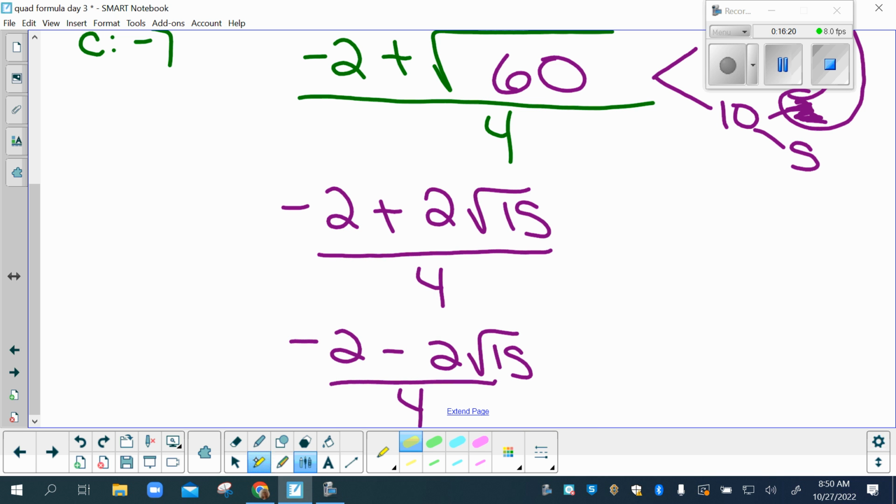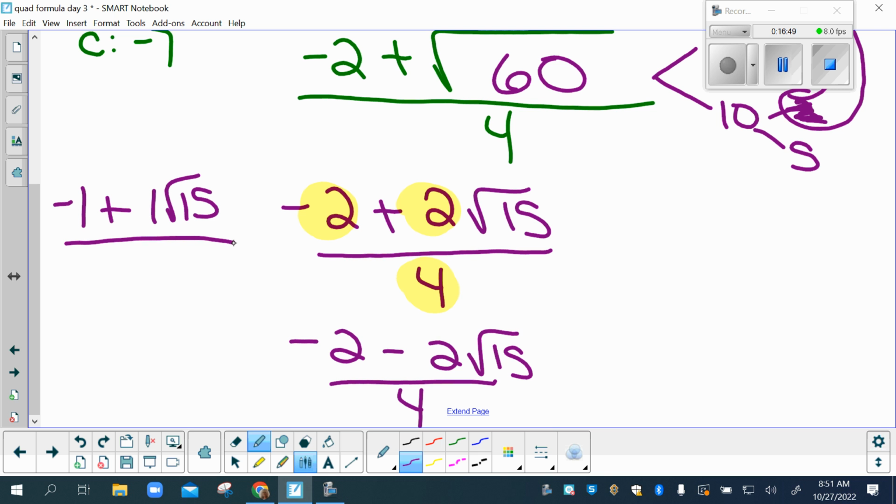Because look at the numbers on the outside. This guy, this guy, this guy. Is there a number that would go into each of those evenly? 2 would. Right. So I am going to reduce it. I'm going to say 2 goes into 2 one time, so negative 1, plus 2 goes into 2 one time. Do I care about the weird uncle in jail? I do not. And 2 goes into 4 2 times. That is this guy reduced. Does that make sense?